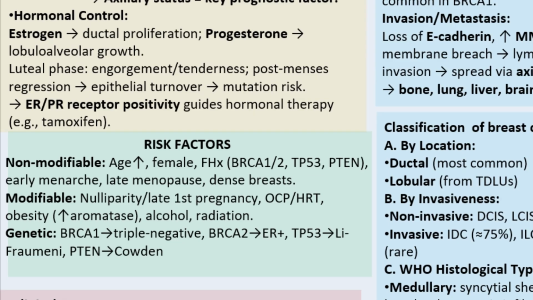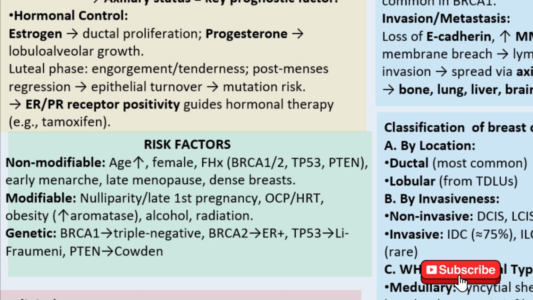OCP or hormone replacement therapy. OCP is the oral contraceptive pills. And this one is also very easy. The pills contain estrogen. You expose this patient to estrogen, and the estrogen will drive proliferation in the breast. Then we have obesity. In obese people, there is peripheral aromatization of testosterone to estrogen. So there is increased estrogen production from the fat cells, and this estrogen is going to work on the receptors, and the receptors are going to stimulate hyperproliferation, which eventually will lead to cancer.